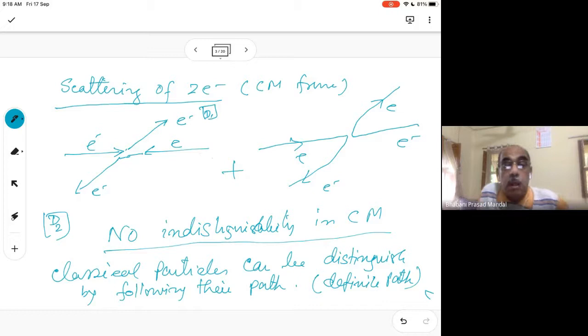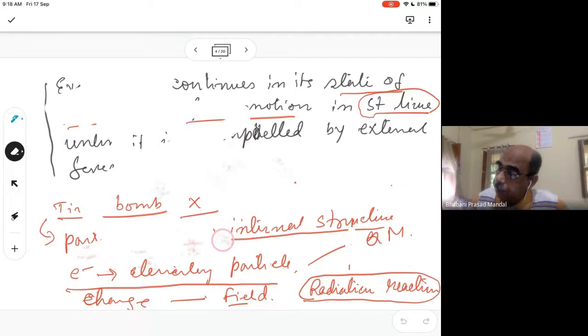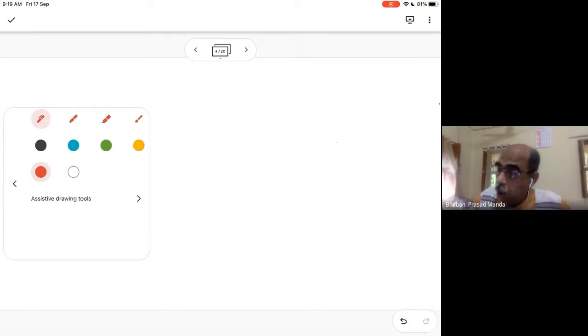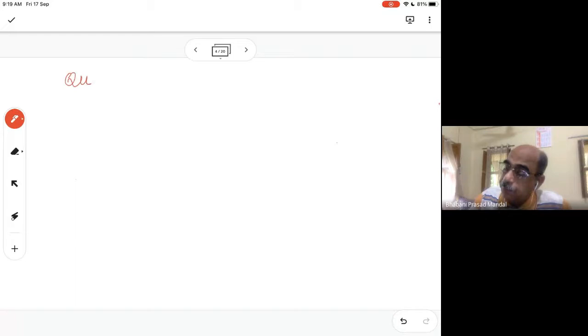Quantum mechanical particles do not have any path. So this is another important concept. Let me explain. There are two ways to explain. One is from the uncertainty principle, which is easier to explain. Another is from Young's double slit experiment, which I will not go into. Those who are interested, read Feynman Lectures volume 3, where you have a nice discussion on the Young double slit experiment. So my point is that a quantum particle does not have any path.